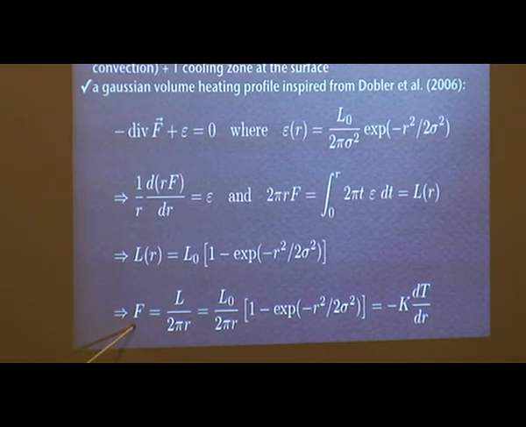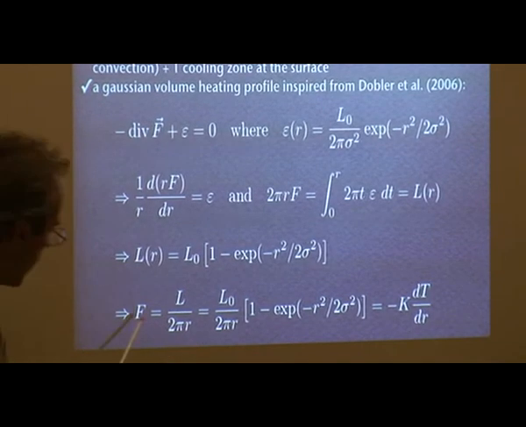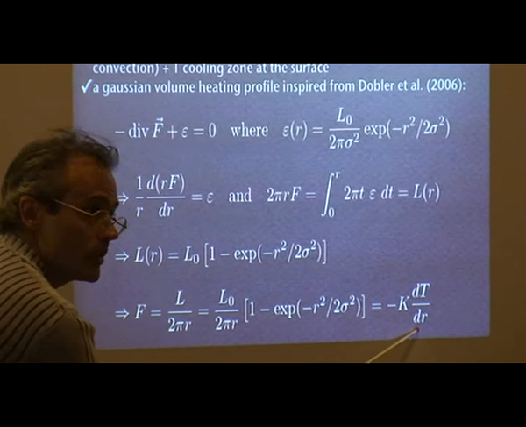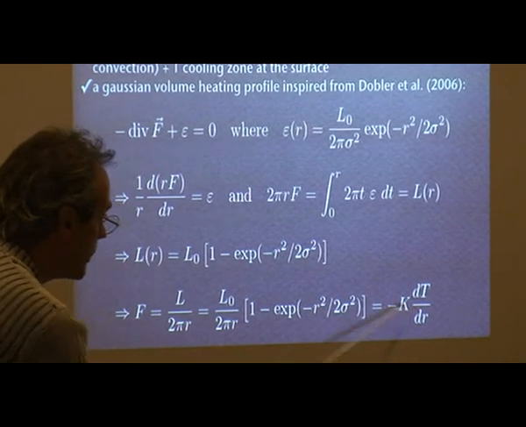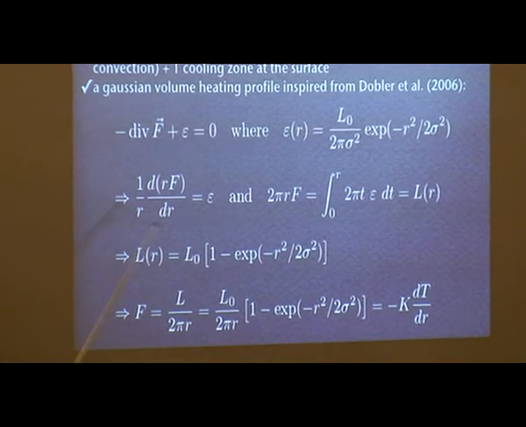And the flux is given by the luminosity divided by 2 pi r in 2D, and not 4 pi r squared. Okay? And the flux is related to the temperature gradient. So you see that the temperature gradient is analytic in this case.